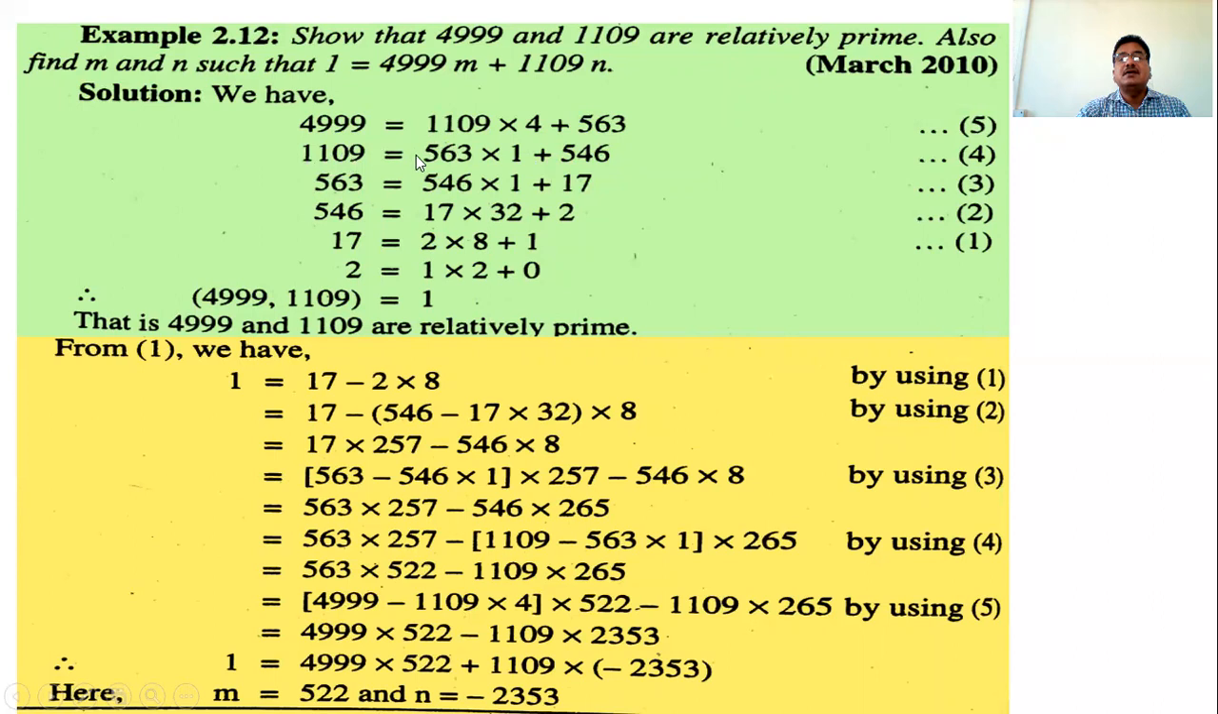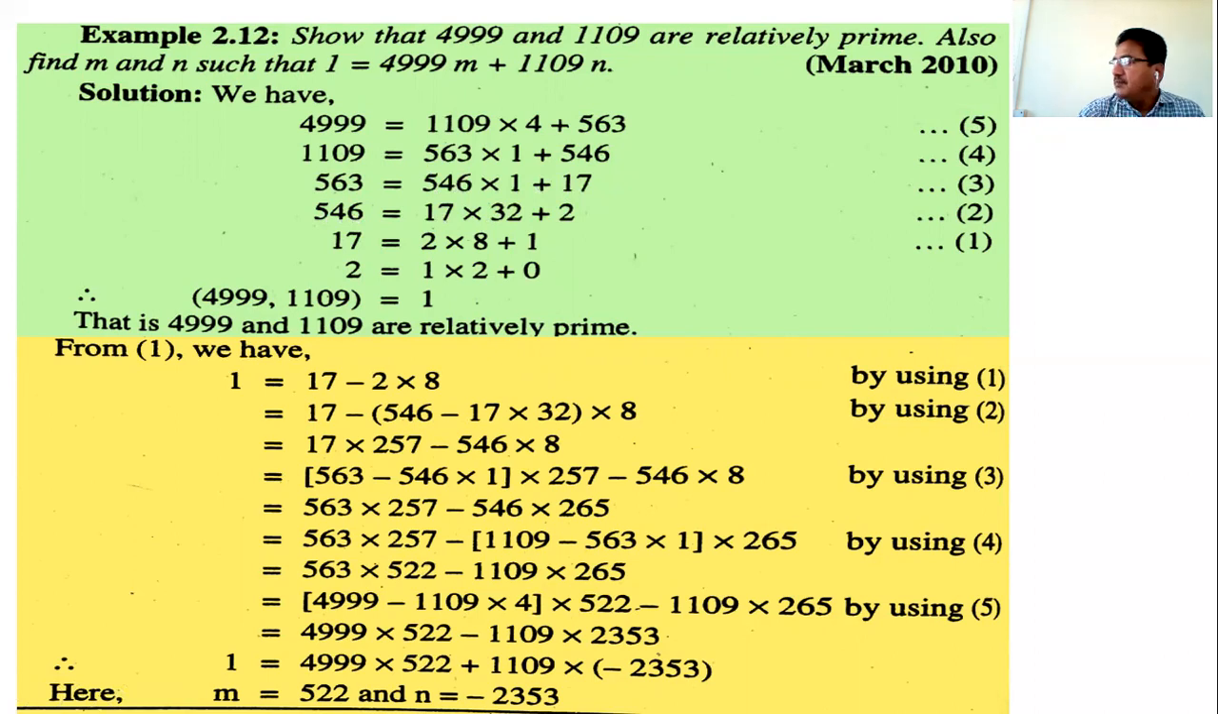Then divide this divisor 563 by the remainder 546. Then again the quotient is 1, and 563 minus 546 into 1 becomes 17. Then divide this 546 by the remainder 17. The divisor is 546. Divide this divisor by the remainder. And then what is the quotient?